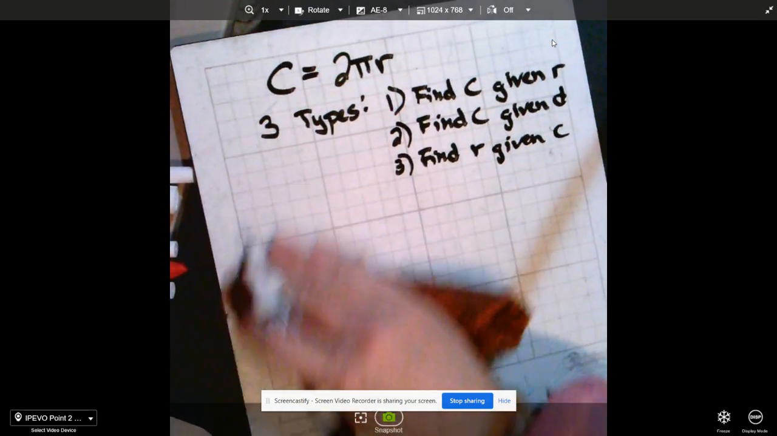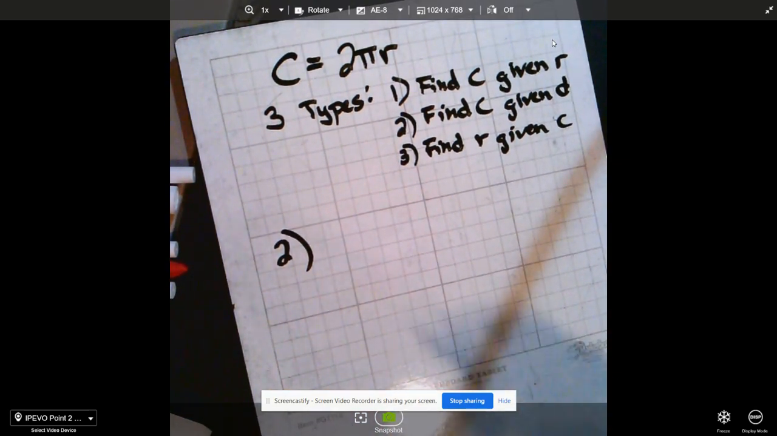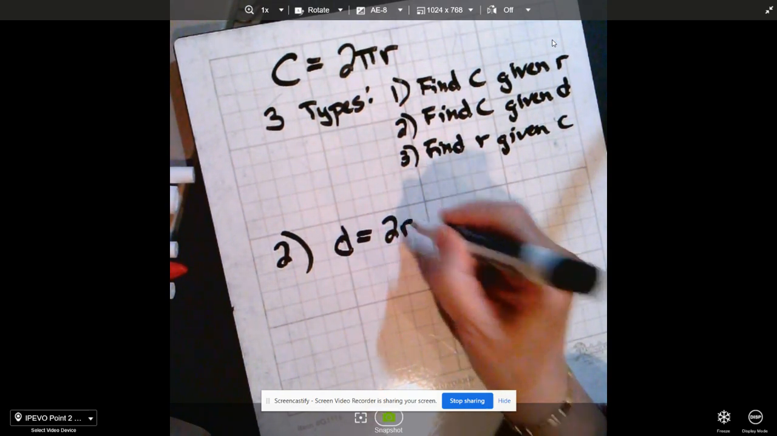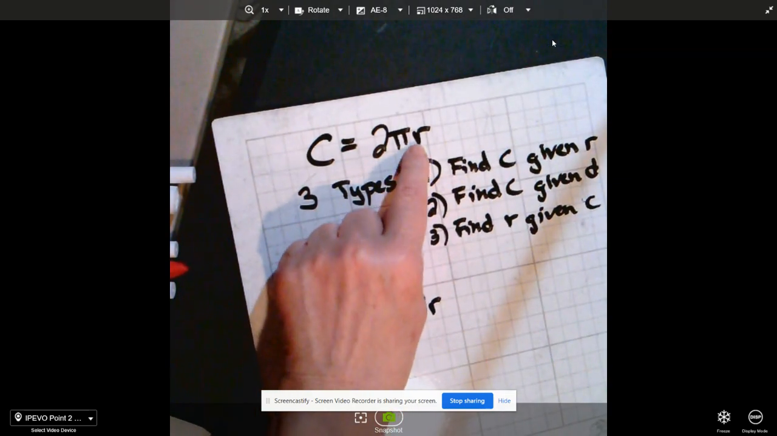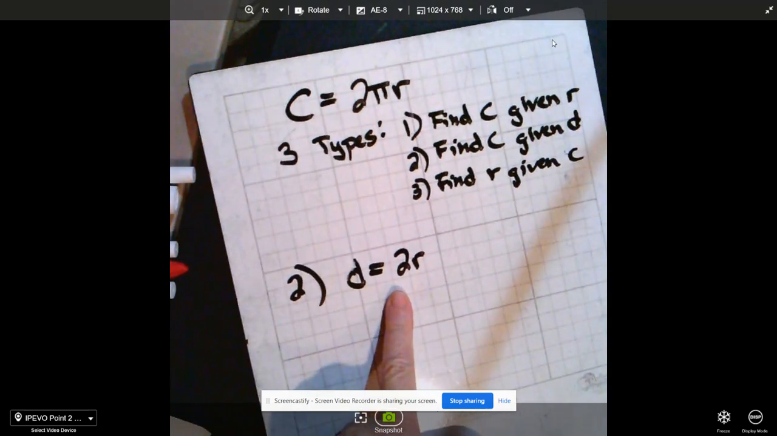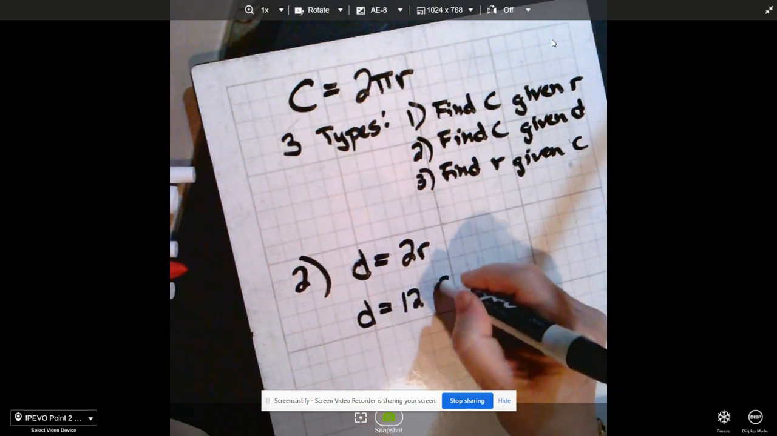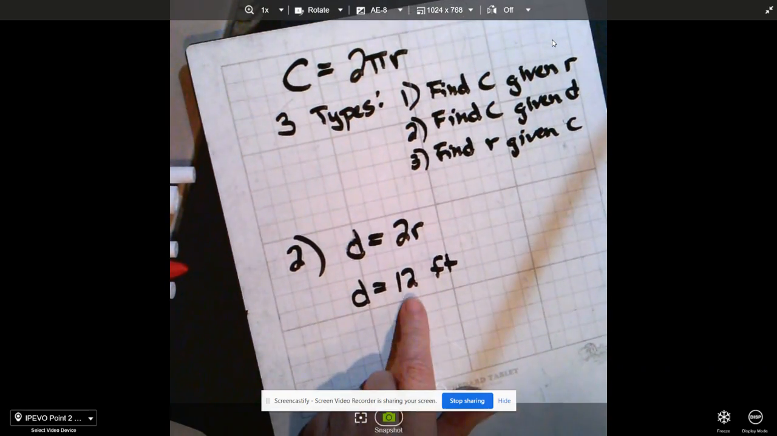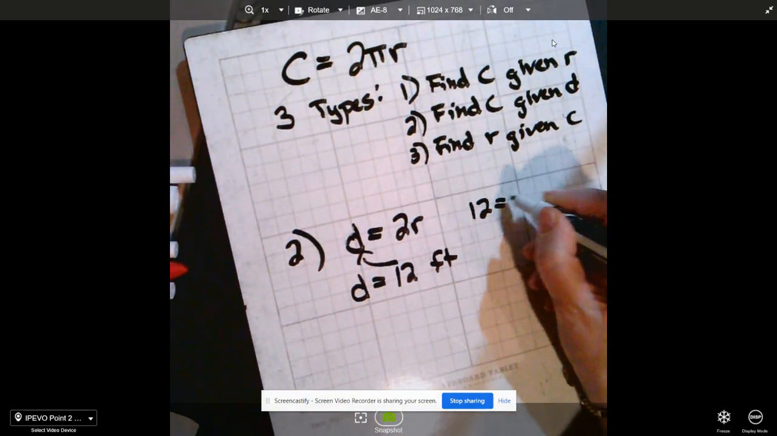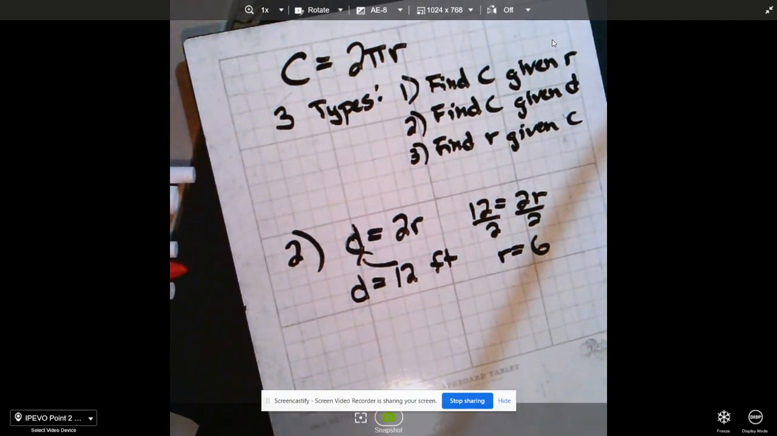On the second type, now I want to find the circumference given the diameter. Well, if you remember, the diameter equals 2 times the radius. And because my formula has the radius in it, that's really what I want to find. So if I'm given the diameter equals 12 feet, well, if the diameter is 12 feet, I can plug 12 in for here. So I can say 12 equals 2r, or divide both sides by 2, and I know the radius is 6.